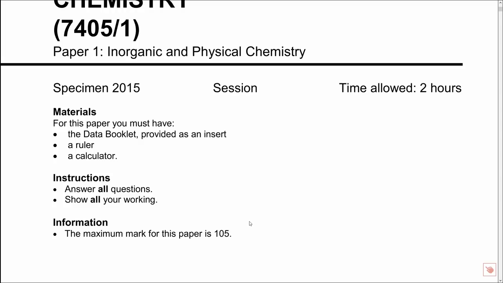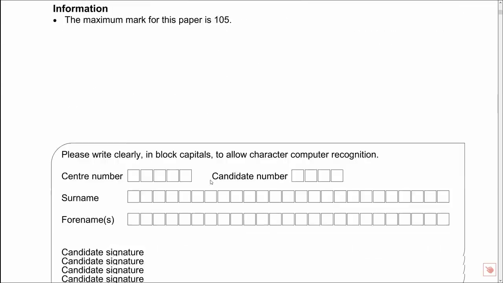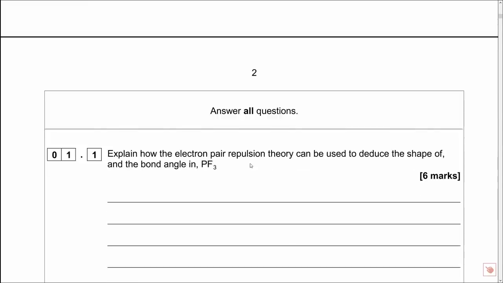This one's focusing primarily on the inorganic, and there'll be some stuff on the physical chemistry as well, which is sort of scattered across this. So thermodynamics will be in here, and I think acids and bases is. It's best to look at the specification and work out what's going to be in it. But this is much more of a theory paper. There might be a bit of practical in there, but it should be predominantly theory based around inorganic and physical. So, make a start.